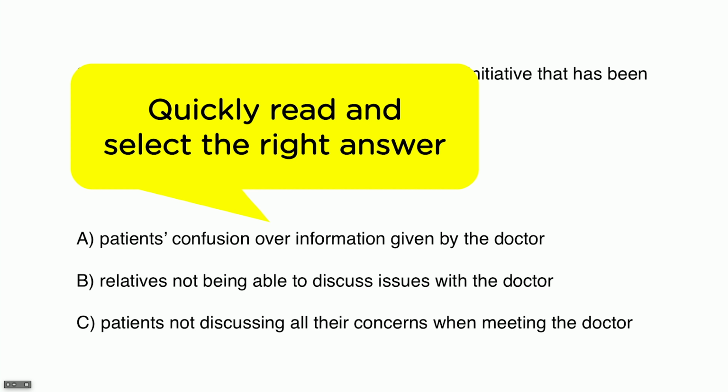Okay, then you've got the 5 seconds before you have to move to the next question, in which case you can quickly read and select the right answer. And because you've spent 15 seconds reading them before, they'll be somewhat familiar to you and you should be able to pick out the right answer. And the right answer for this one, by the way, was C.